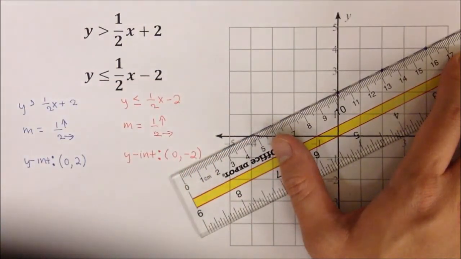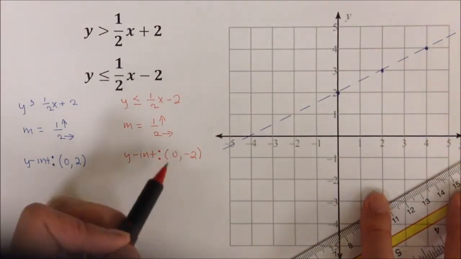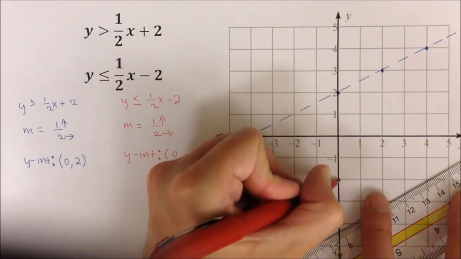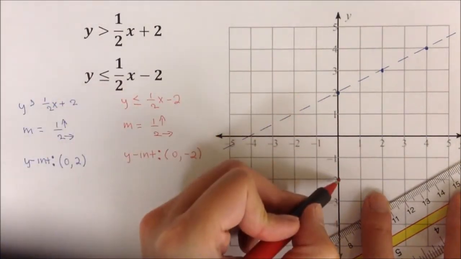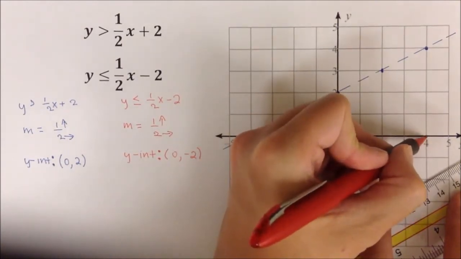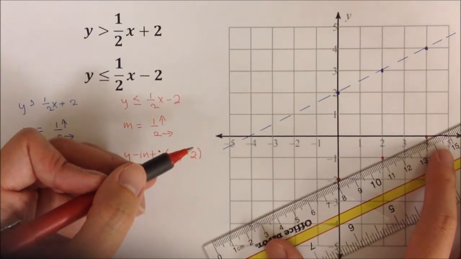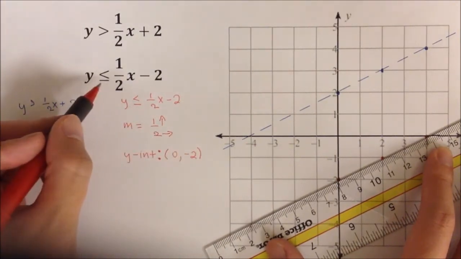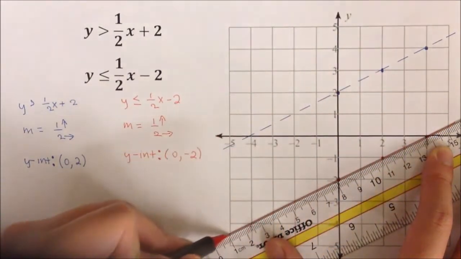Alright, next, we're going to graph the second linear inequality. Our y-intercept is (0, -2), which is right here. And then our slope is telling us to go up 1, right 2. So starting from the y-intercept, up 1, right 2. Up 1, right 2. Alright, I got 3 points. Now, based on the inequality sign right here, it's going to be a solid line. So I'm going to graph a solid line.